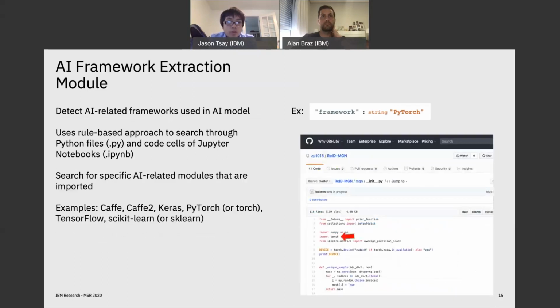Next is AI framework. The AI framework used tells you a lot about how this model was trained or how you could potentially use it. We detect this by looking through all of the Python files, which includes Jupyter notebooks, which are pretty popular with data scientists. We essentially look for import statements, so things like Torch. And then we're able to detect a number of popular AI frameworks, so Caffe, Caffe2, PyTorch, TensorFlow, scikit-learn, etc.